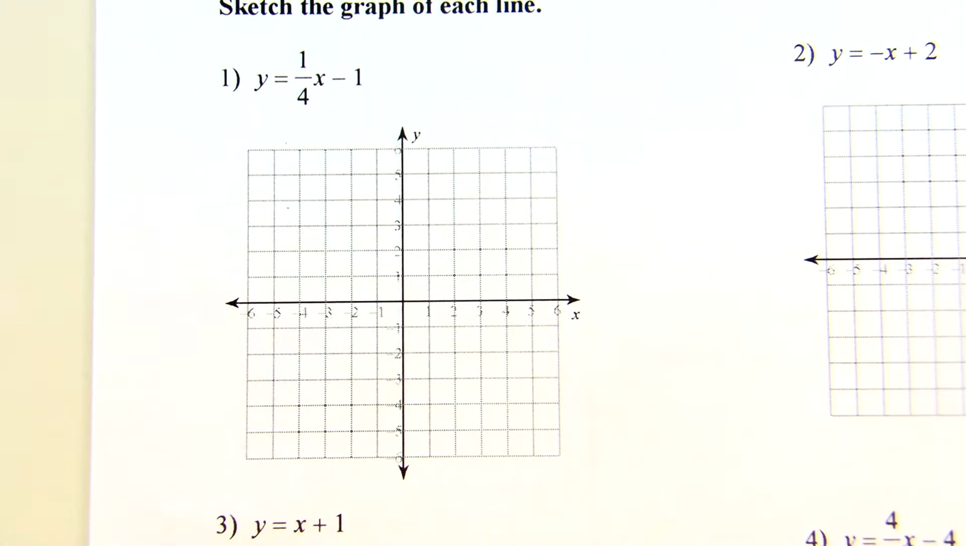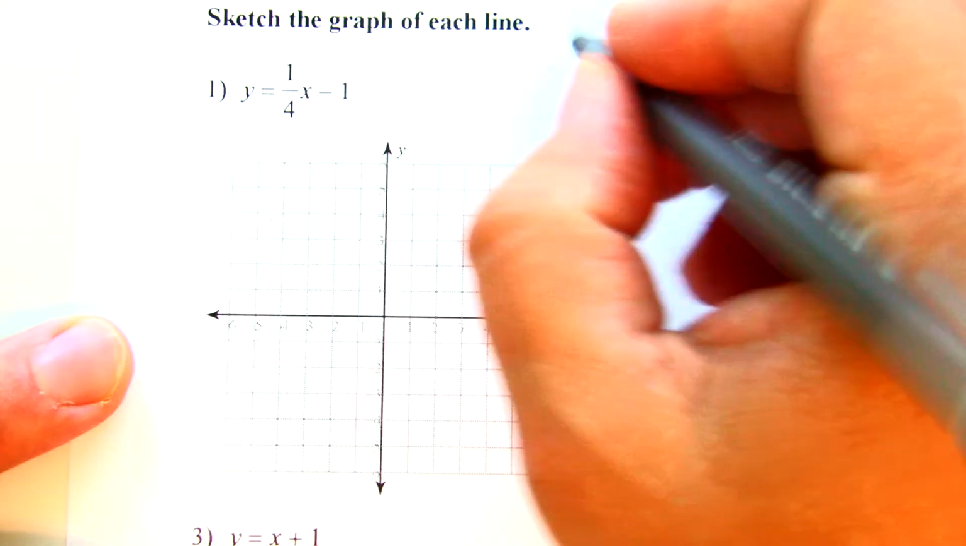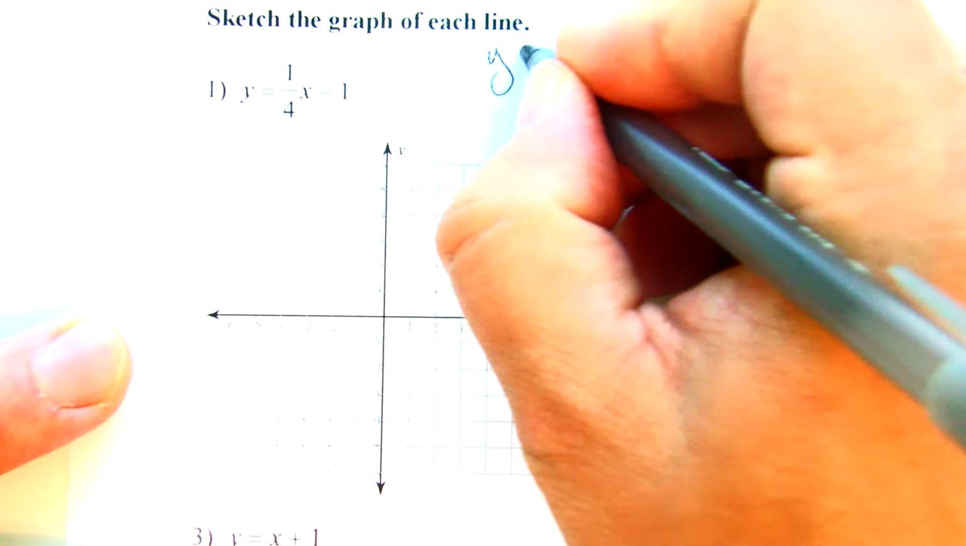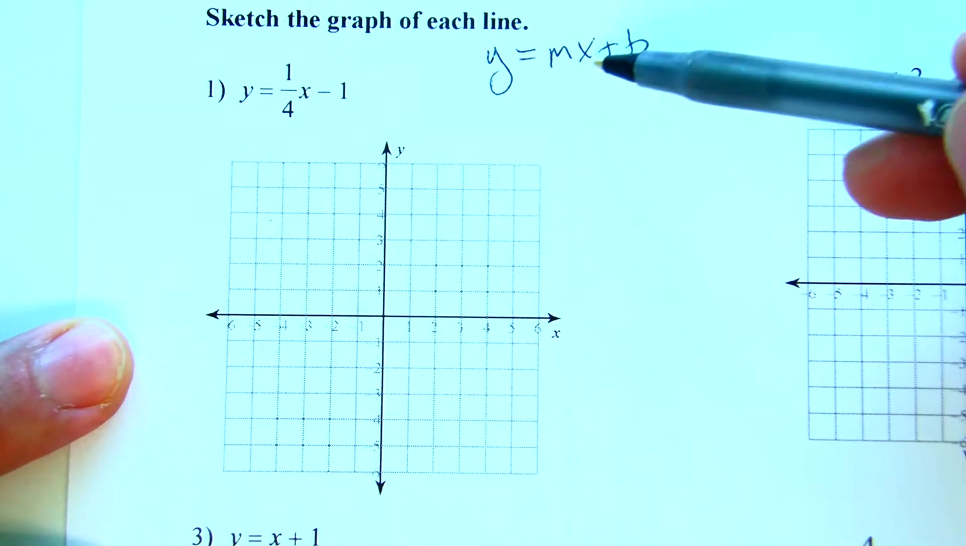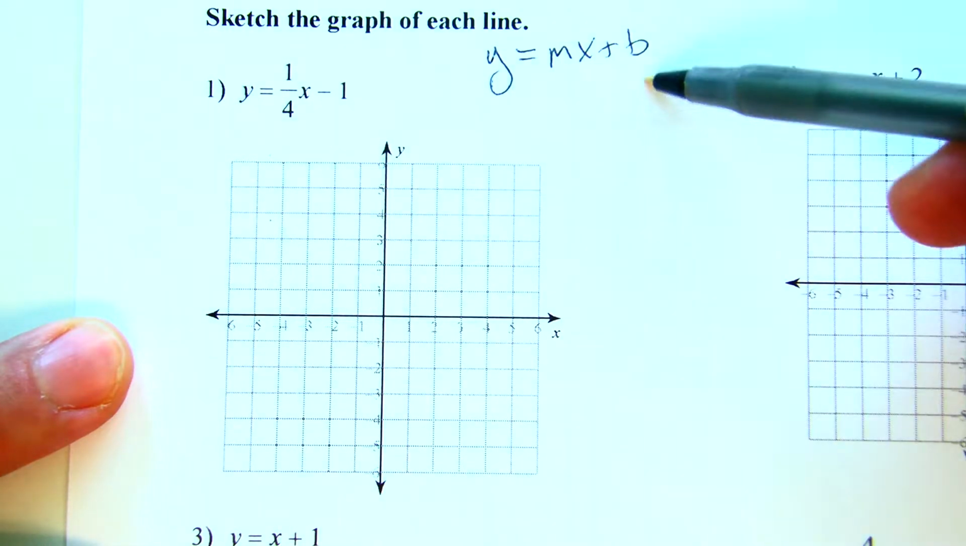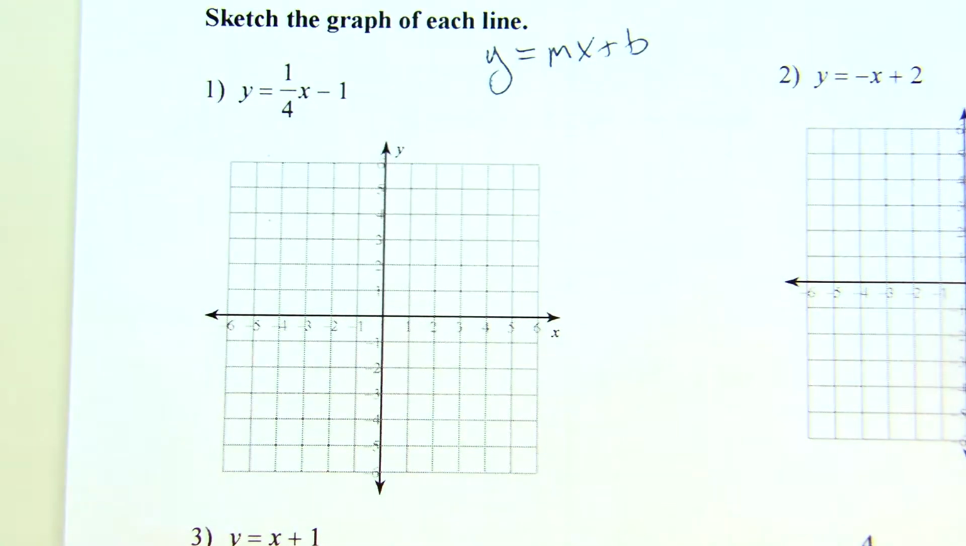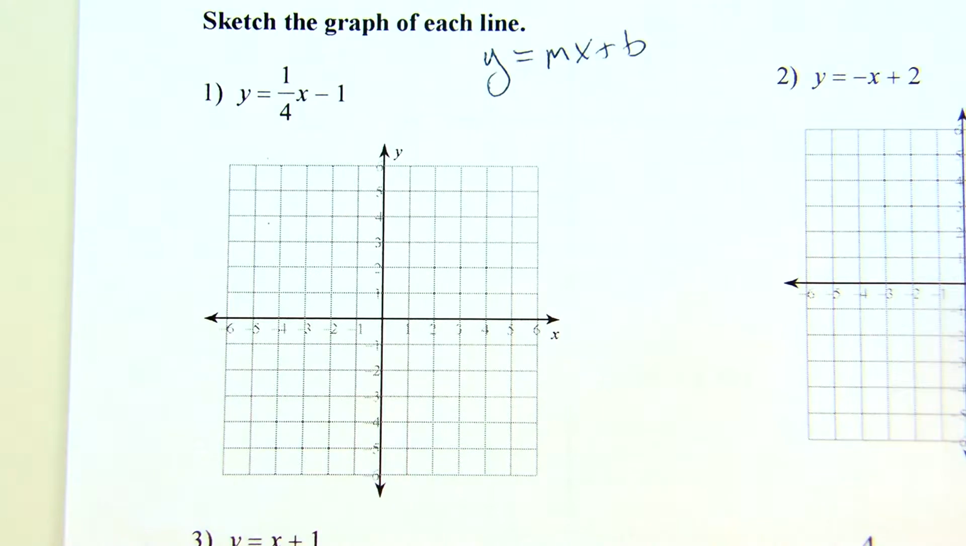Alright, in this video we're going to do some examples of graphing lines from slope-intercept form. The key thing with this is that slope-intercept form is y equals mx plus b. m is my slope, and b is my y-intercept. And we're just going to use the slope and the y-intercept to graph the line.